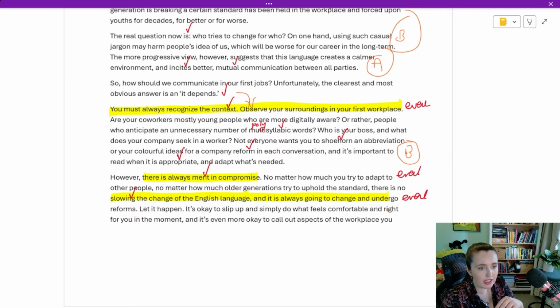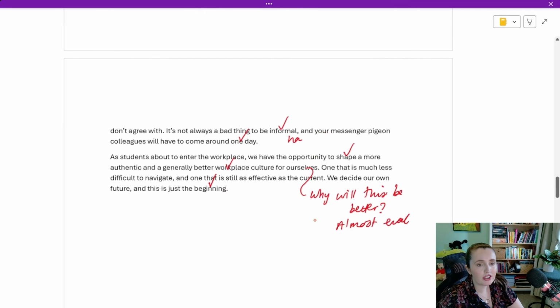No matter how much you try to adapt to other people, no matter how much older generations may try to uphold the standard, there is no slowing of change of the English language, and it is always going to change and undergo reforms. Another bit of evaluation there. Change will always happen, especially with language. Language is always going to have transition points. Let it happen. It's okay to slip up and simply do what feels comfortable and right for you in the moment. And it's even more okay to call out aspects of the workplace you don't agree with. It's not always a bad thing to be informal, and your messenger pigeon colleagues will have to come around one day. This is almost evaluation if she said why. So if she developed that, then she would have got some evaluation.